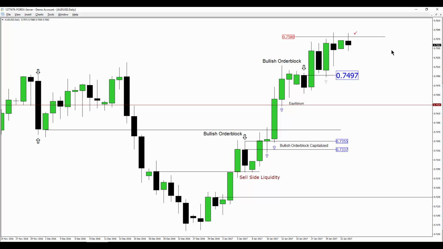I'm uncertain as to where we're going to go for Aussie dollar at this moment. We're going to be watching gold to see if there's any influences that we would glean from that market to see Aussie dollar future price movement.